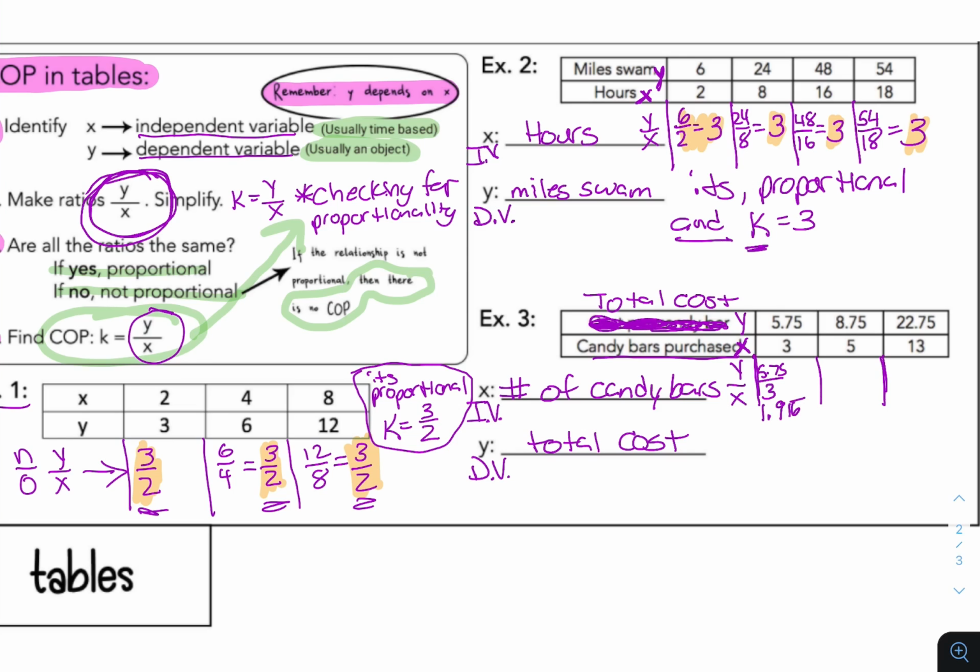Let's check the rest, see if they get to be the same decimal or if they end up being different. For our second one, we have 8.75 divided by 5, which gives us 1.75. Need I continue? Hopefully you said no, because these are not the same, which means it's not proportional, and therefore we do not have a constant of proportionality.